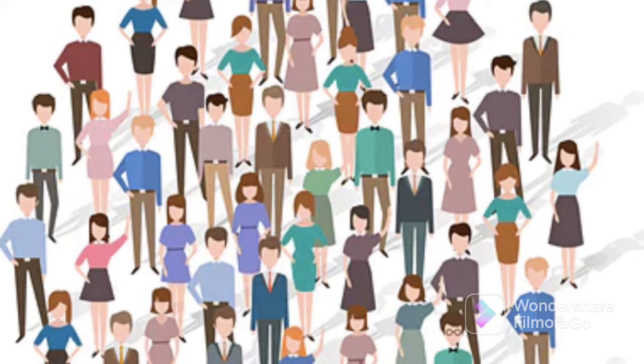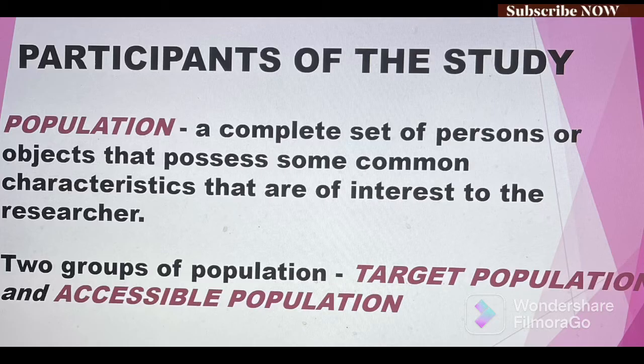So the population is the total number, or the total objects, or the total persons or organizations that are included in your thesis or the study. The population can be your respondents. They can also be your participants. And when we are looking at the numerical data, the population is divided into two kinds. We have the target population and the accessible population.